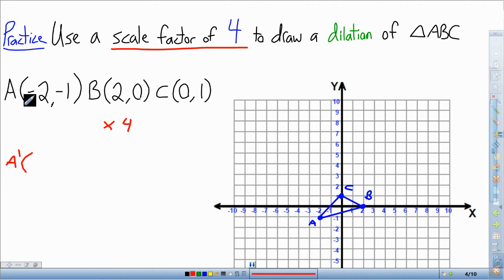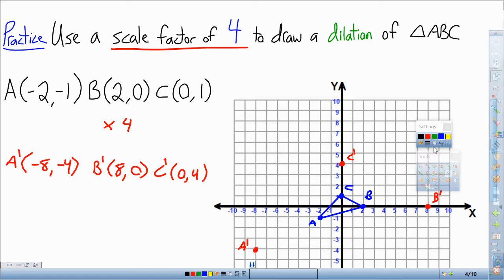So A prime looks like I'm going to be getting a -8, -4. B prime looks like I'm getting an 8 comma 0. C prime looks like I'm getting a 0 comma 4. Okay, so let's plot it. -8, -4. There's A prime. B prime, +8, 0. And C prime, 0, 4.